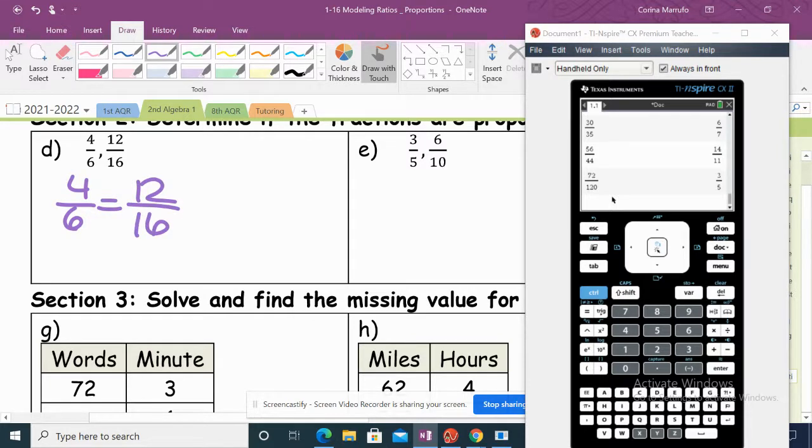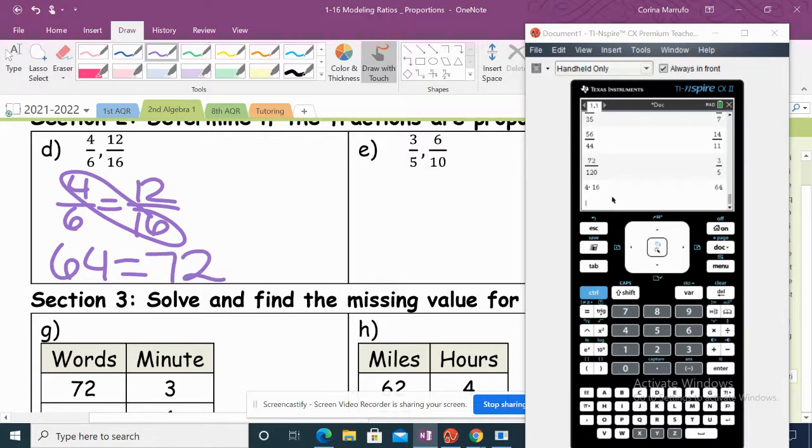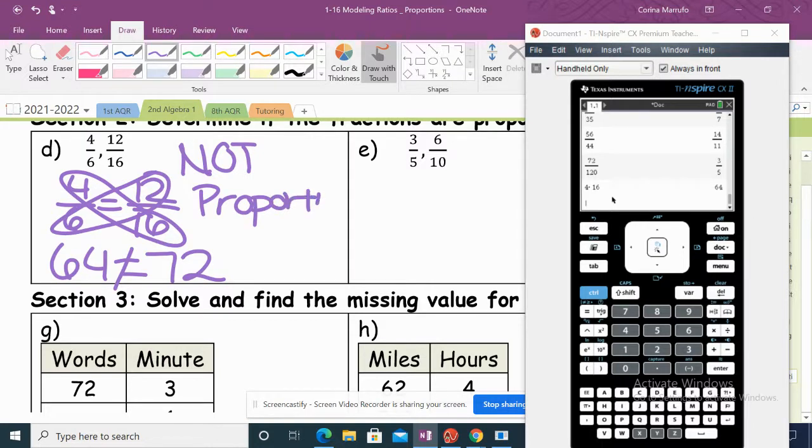Okay, so let's go ahead and check. We cross multiply, so 4 over 6, 4 times 16 gives us 64. And then we cross multiply 6 times 12. 6 times 12 gives us 72. So Stella was right. These are not equal, so they're not proportional. Okay. So I'm going to write here, not proportional.